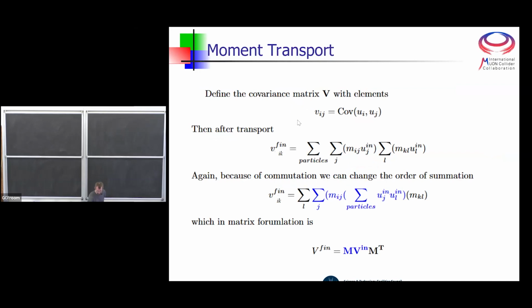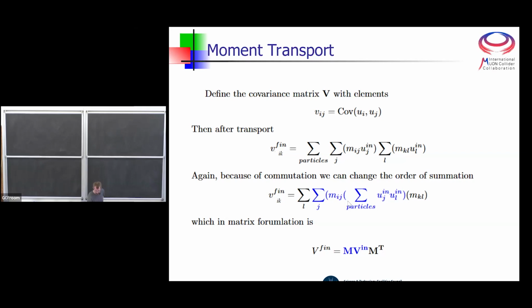Okay, so now we want to find out how we transport that. So we want to find out how we transport the second moment now. We can do the same trick which we did with the first moment. We take the final covariance matrix element. So we're just going to do the initial element times the transfer matrix, just like we did with the first moment. And then we're going to juggle the order in which we take these summations. Again, we're using the commutation relationship, so we can take these matrix elements in and out of the bracket.